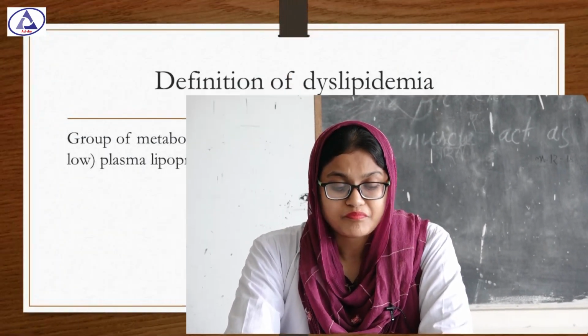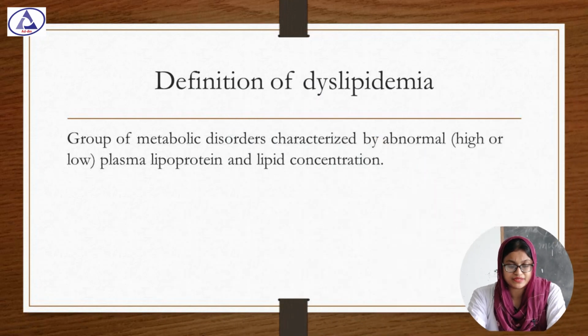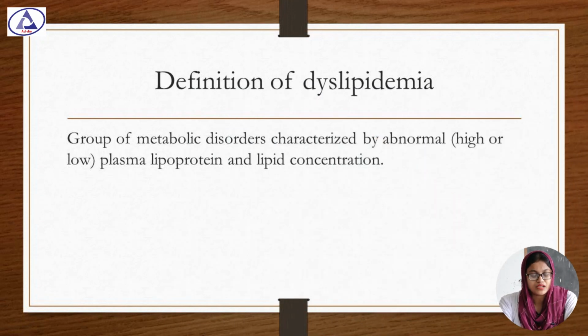Today, I am going to discuss an important topic of clinical biochemistry, that is lipid profile and dyslipidemia. Now, what is the definition of dyslipidemia? Dyslipidemia is a group of metabolic disorders characterized by abnormal plasma lipoprotein and lipid concentration. Here, abnormal means high or low.